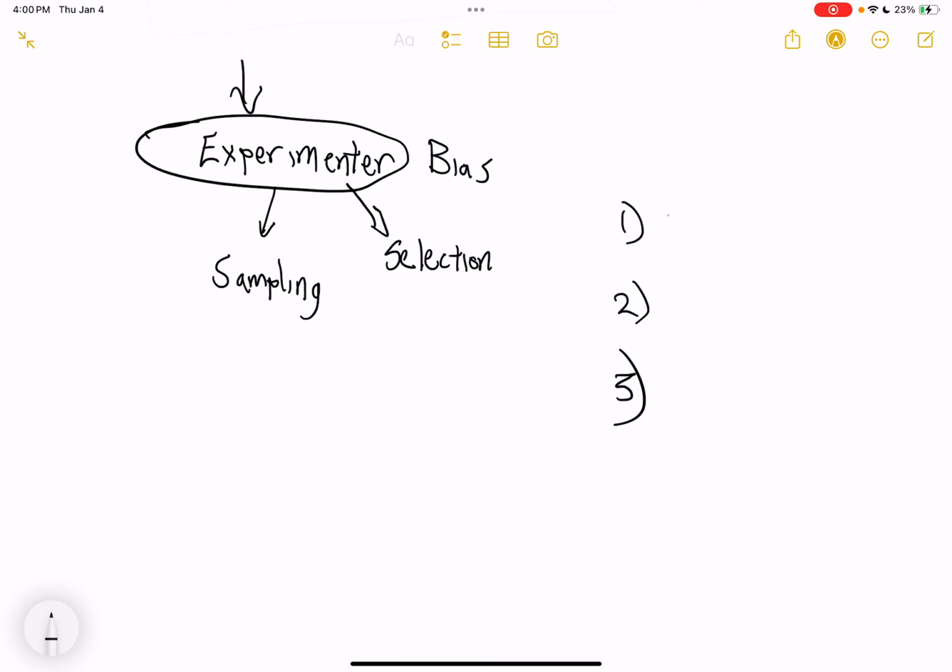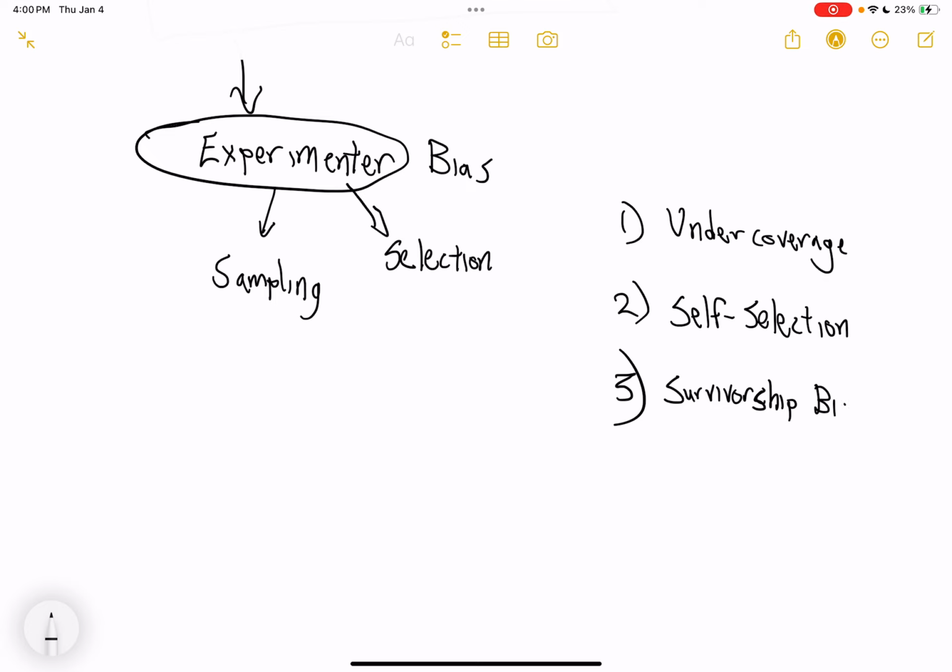So the big ones we covered in class were undercoverage bias, self-selection bias, and survivorship bias. Actually, I'll put bias after each of these. It was silly that I only put it after the last one. Okay, so what do these things mean? Well, luckily I can tell you.